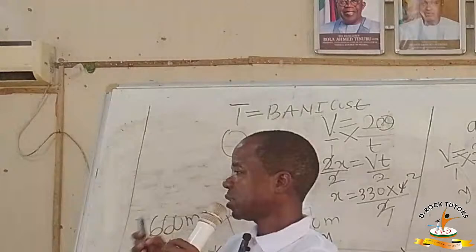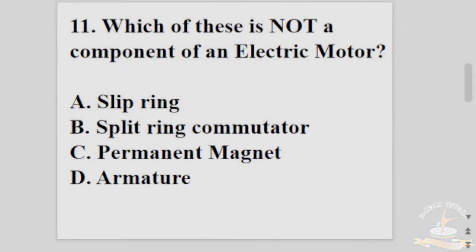Okay, which of these is not a component of an electric motor? First things first, what's an electric motor? An electric motor is a device that converts electrical energy into mechanical energy. It works in the opposite manner to a dynamo or a generator. A generator or dynamo converts mechanical energy into electrical energy, whereas an electric motor does the exact opposite by converting electrical energy into mechanical energy.